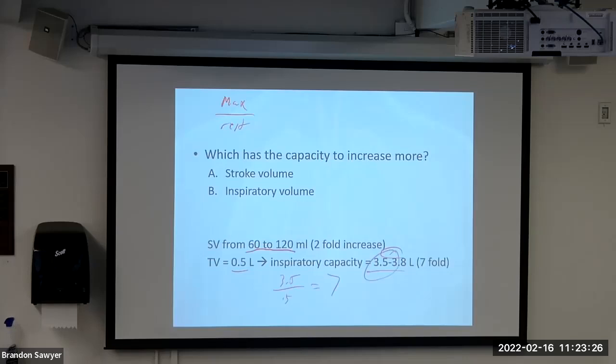But yeah, so that's how you would calculate this idea of a fold change, right? Whereas this one is 120 over 60. That's a 2-fold change, right? It means it doubles, right? Whereas the other one goes up by 7-fold, which is much, much more.